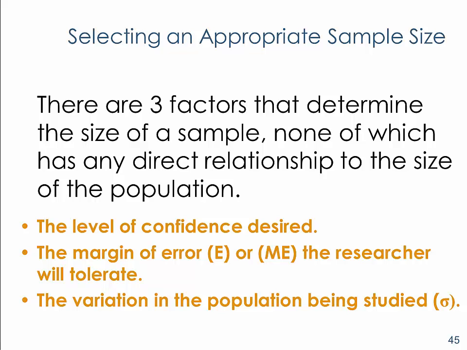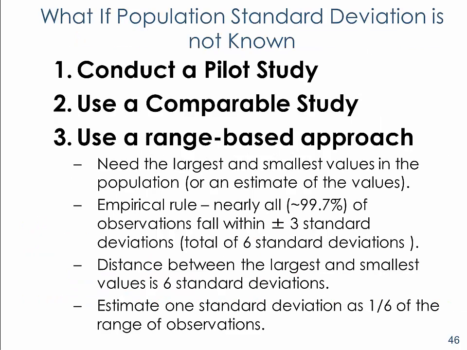So the point is, we don't need to know the population to select the appropriate size of the sample. We use the level of confidence desired, that's what we choose, the margin of error that we are willing to tolerate, which is really based on the level of confidence that we're determining, and then the variation in the population being studied, which is the standard deviation. And what if we don't know the population standard deviation? There are a few things you can do. You can conduct a pilot study.